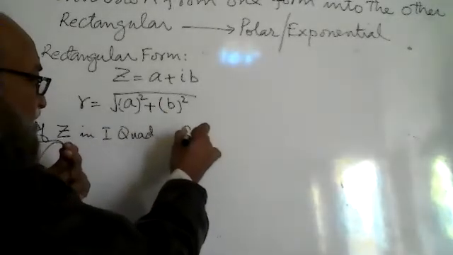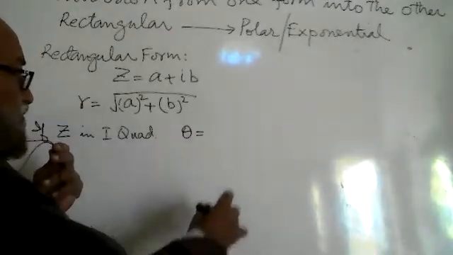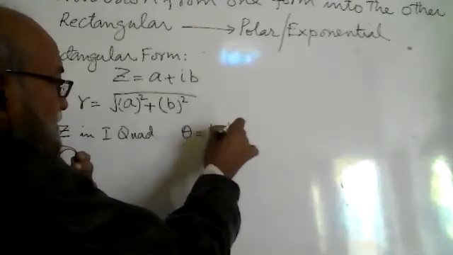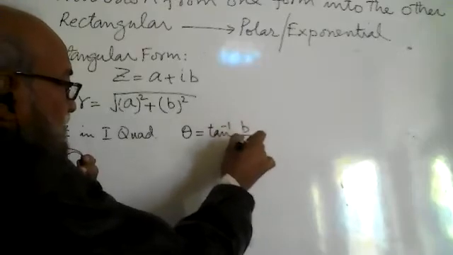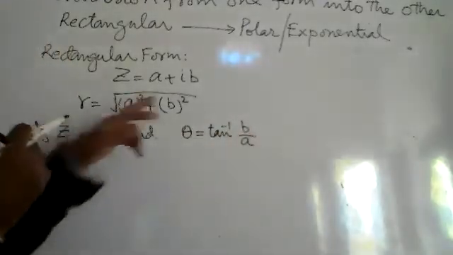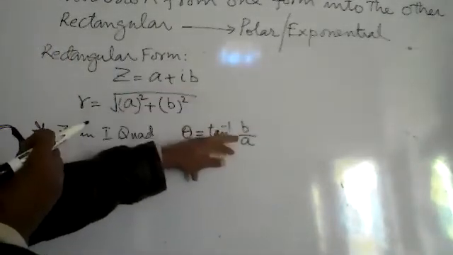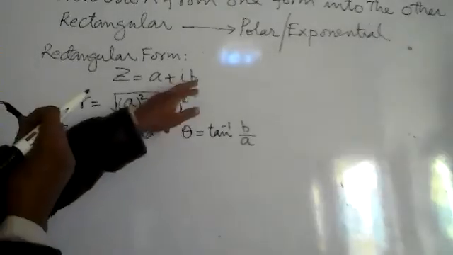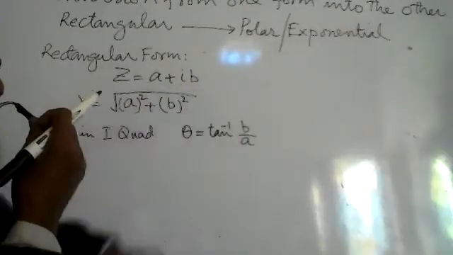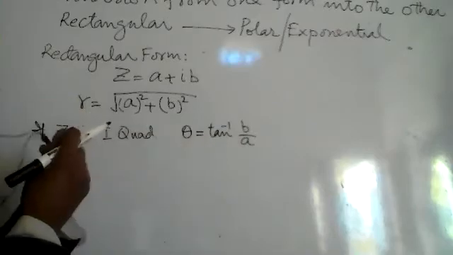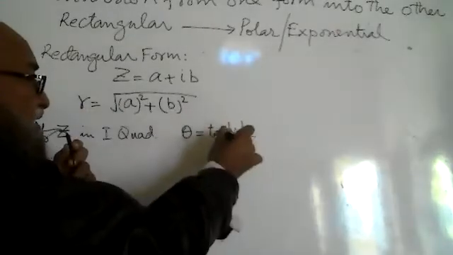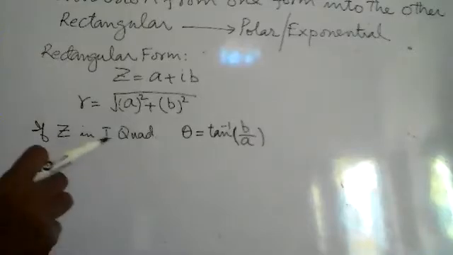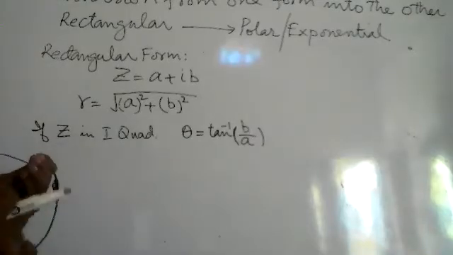theta will be equal to tan inverse b upon a, imaginary part divided by the real part. Tan inverse of imaginary part divided by the real part. This will be theta if it is in the first quadrant.